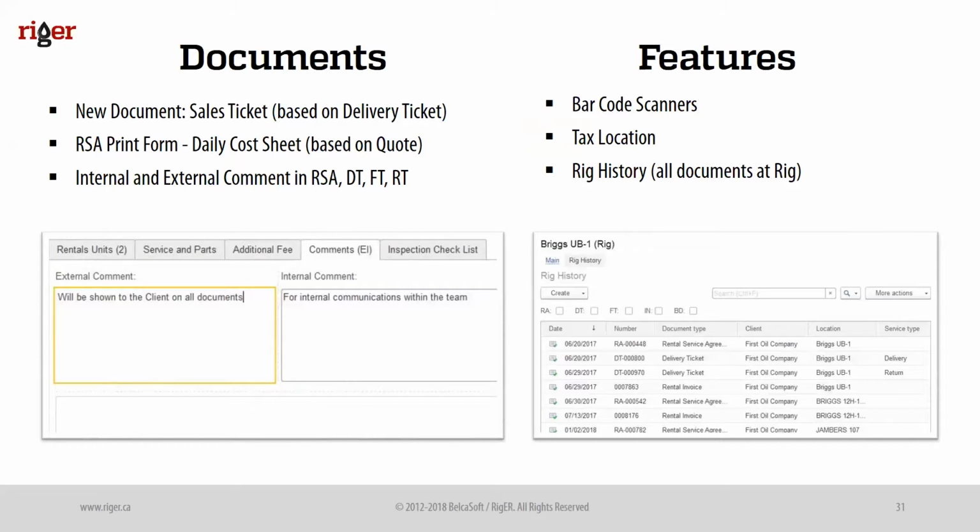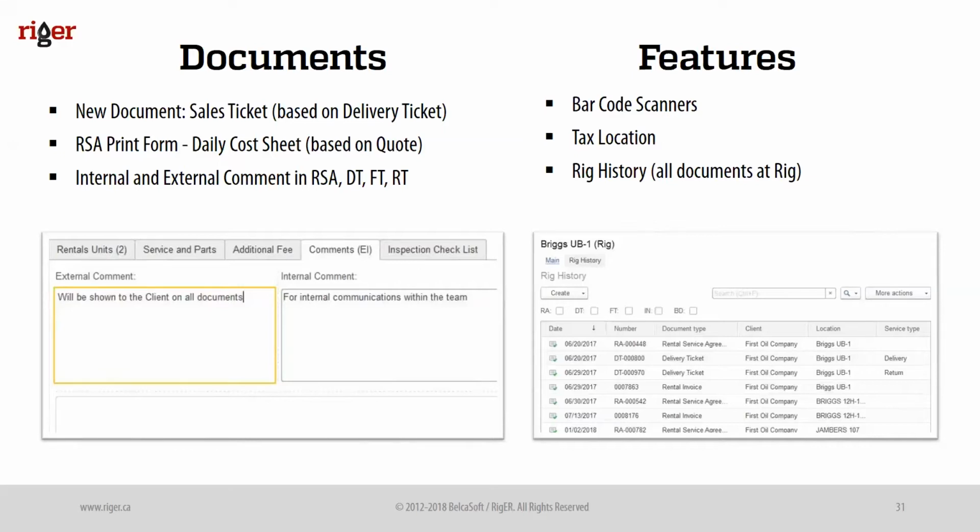In the RSA print form, we have added the daily cost sheet. It's a part of the quote, and it's based on the quote. So now the whole amount of your rental agreement will be split by days and shown to your potential customer on a daily basis.